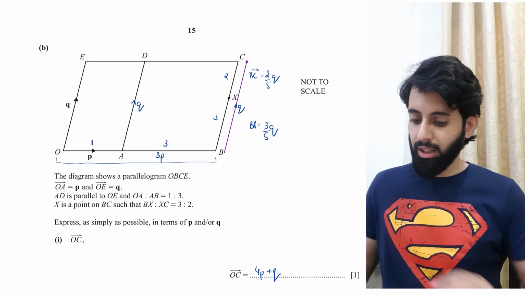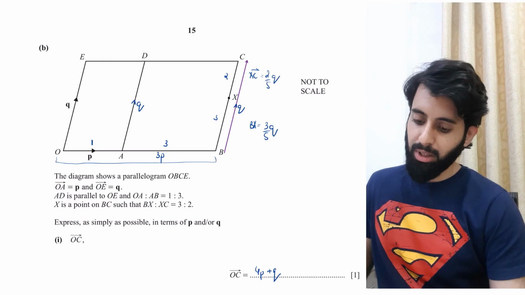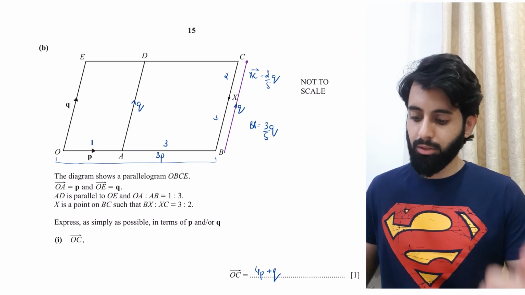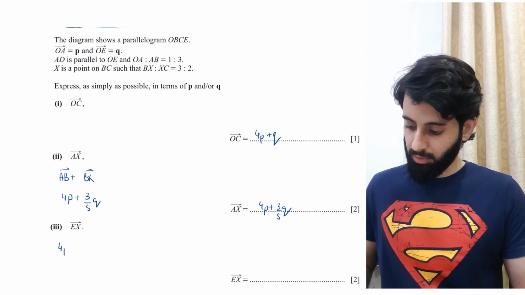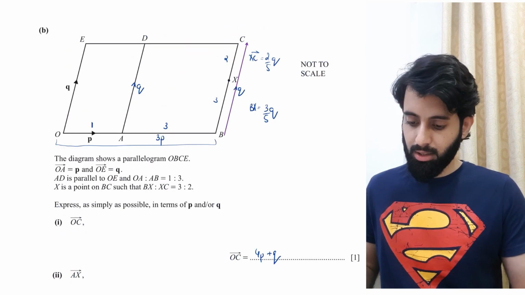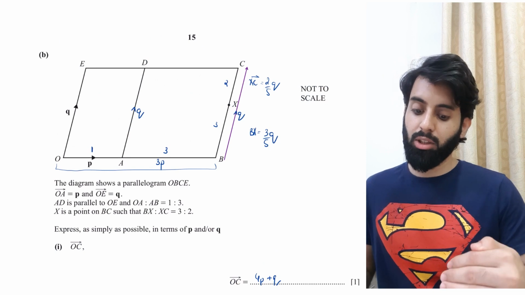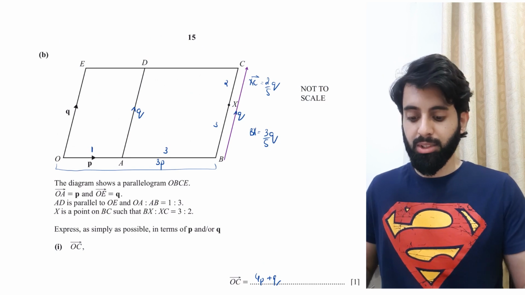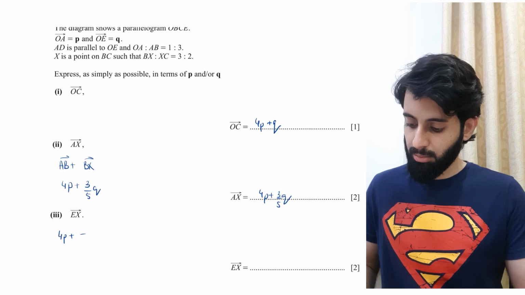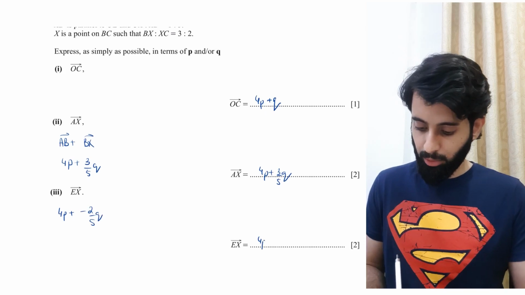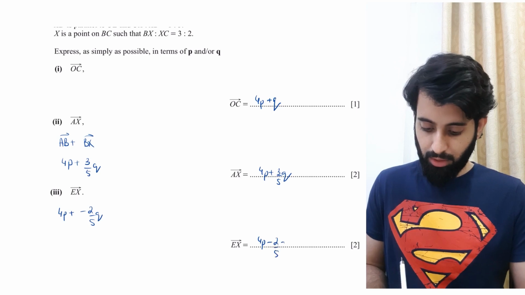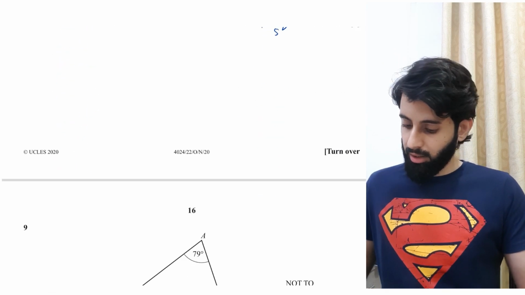And then let's work out EX. With EX, you've got to be careful with the signs. So you're going to go from E to C, which is 4P, and then plus, now you're going from C to X. So that's going to be 2/5 of Q, but since you're going in the opposite direction, it's going to be minus. So plus minus 2/5 of Q. So this is equal to 4P minus 2/5 Q. All right, so far so good.